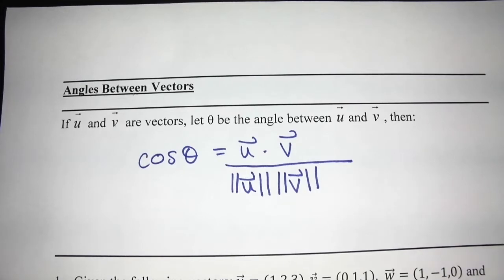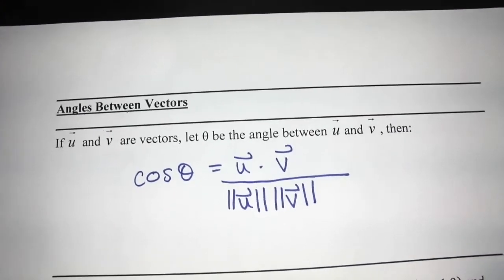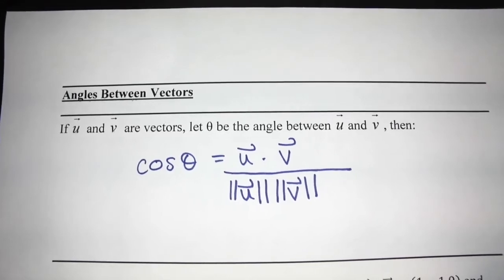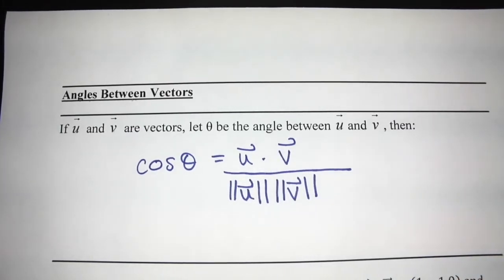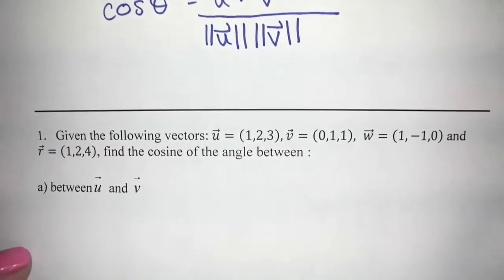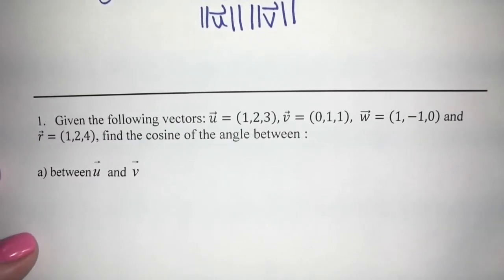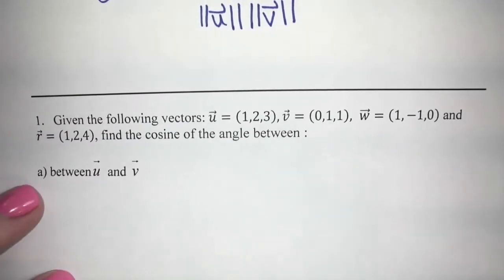In this course, because you're not allowed a calculator, you won't be able to find the actual angle because you can't hit second cos on a calculator if you don't have one. So we just leave the answer for cos theta equal to whatever the dot over the two magnitudes being multiplied is. So we have some vectors here. u is 1, 2, 3, and v is 0, 1, 1.